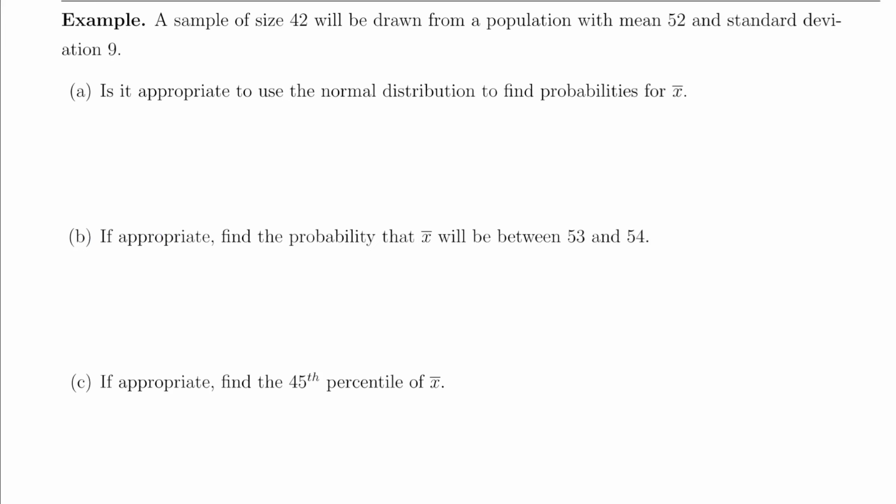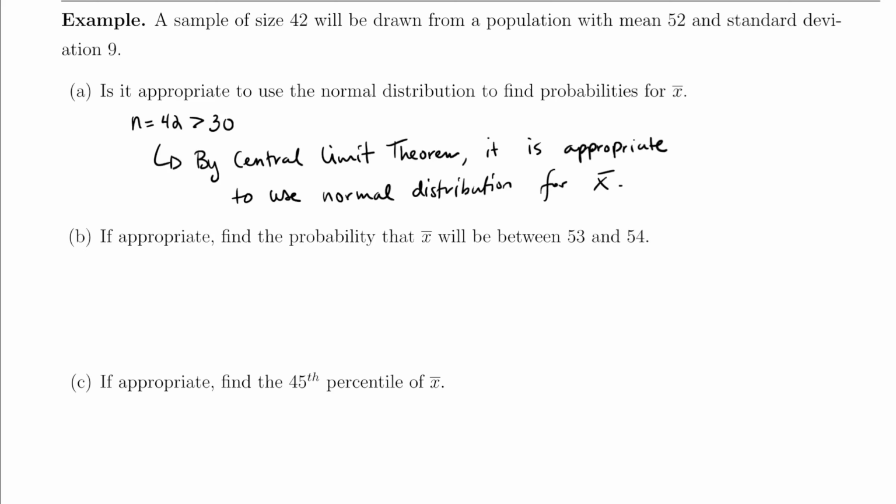Okay, in our next example, it says a sample size of 42 is drawn from a population. Now, first off, we know with the sample size being 42, that's greater than 30. So even if it's just a random population, we know by the central limit theorem, we can assume the sample is normally distributed. And we know the mean is 52, the standard deviation is 9. So our first question, is it appropriate to use the normal distribution for our x bar or sample mean? We would say yes, because we surpass the cutoff of you need to be greater than 30 sample size.